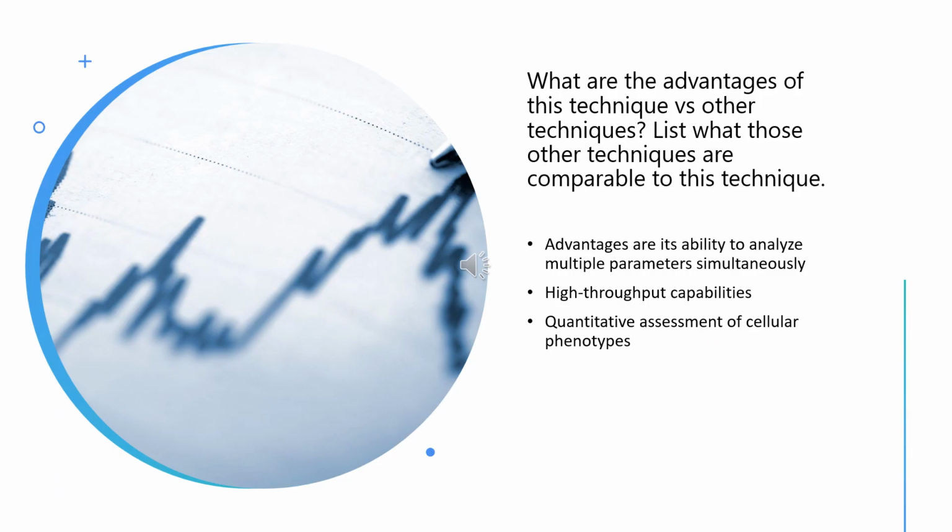So what are the advantages of high-content microscopy? It includes its ability to analyze multiple parameters simultaneously, providing a comprehensive understanding of cellular events. Compared to other techniques like traditional microscopy, high-content microscopy offers high throughput capabilities and enables the analysis of large sample sizes and screening of compound libraries. It also allows for quantitative assessment of cellular phenotypes and offers a more objective and standardized approach compared to manual scoring or qualitative observation.